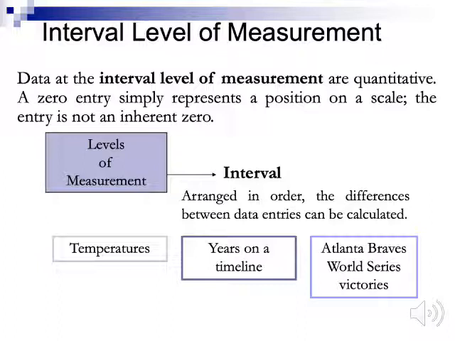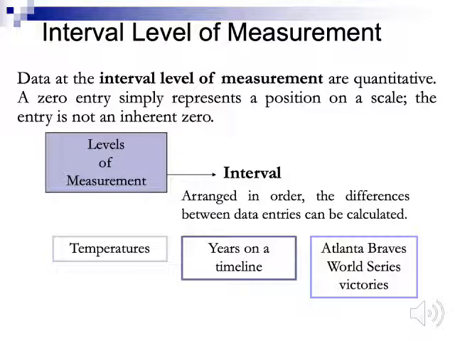But then you can subtract the differences. For example, yesterday the temperature was 32 degrees centigrade, and today it is 28 degrees centigrade. So you can subtract 32 minus 28 like that, but if we are going to compare 50 and 100, you cannot say that 100 is twice as hot as 50. It is wrong. So you can subtract, but you cannot have a meaningful ratio in the interval level of measurement. The years and the timeline is also an example.